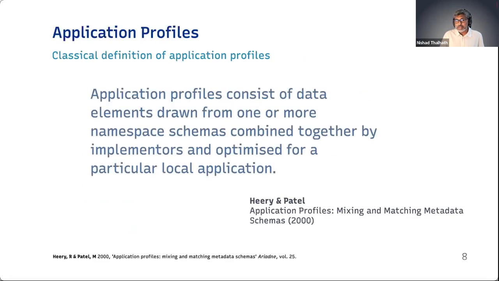So our approach is how we can move forward by considering some aspects of application profiles in linked data generation, or RDF generation, at least for 4- and 5-star data, and how we can do that easily or in a simplified way. There is this classical definition of application profile, from 2000, by Heery and Patel. They define that an application profile consists of data elements drawn from one or more namespace schemas, combined together by implementers and optimized for a particular local application. The confusing part of the name, application profile, is that the application comes from this definition: what is your local application of these schemas, how you locally customize them for your data and your localized requirements. Then you can call that the profile of that data, or an application profile of that data.